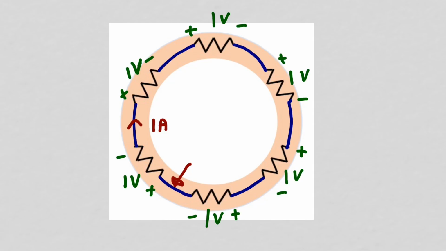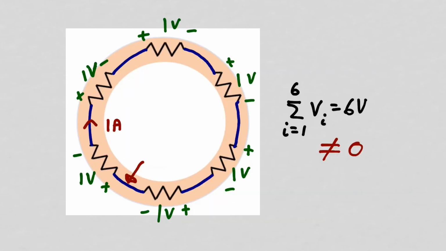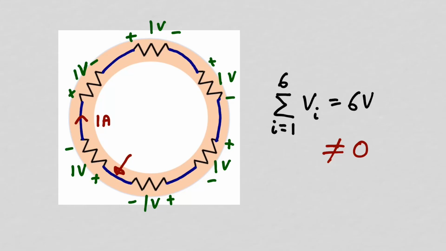So the sum of the voltage drops around this closed loop is 6 volts and not 0 as Kirchhoff's voltage law would tell us. Kirchhoff's voltage law is not a fundamental law, but Faraday's law is a fundamental law. When the electric field and voltages are being produced by a changing magnetic field, one has to use Faraday's law and not Kirchhoff's voltage law.